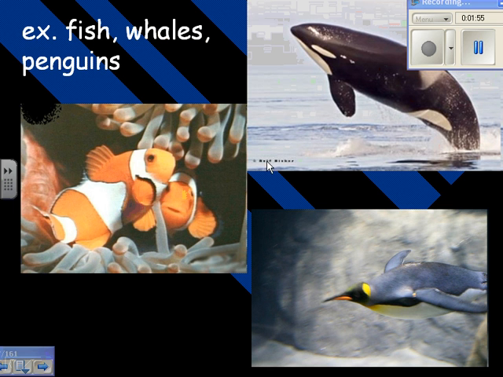Here's another example of fish, whales, and penguins. So fish are fish, and whales are mammals, and penguins are birds. So these are more closely related to a swan or a sparrow than they are to either of these. And the mammals, the whales, are more closely related to you and to squirrels than they are to these. And the fish are more closely related to fish.